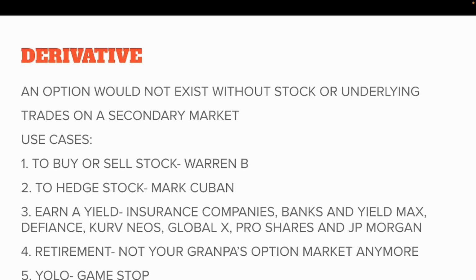Options are a derivative. They would not exist without the underlying, which is the stock. The stock comes first. The options would not exist in a vacuum by themselves. Options aren't only on stocks, they're also on commodities and all kinds of different stuff. But for our sake tonight, we're going to talk about equity options, which is stock options. In some of the other courses, we'll talk about commodity options later on. But they're very similar.